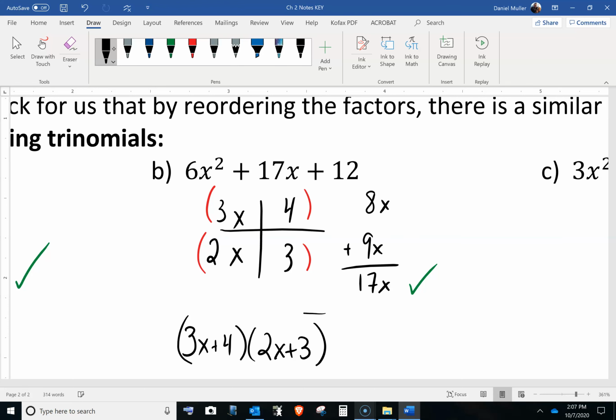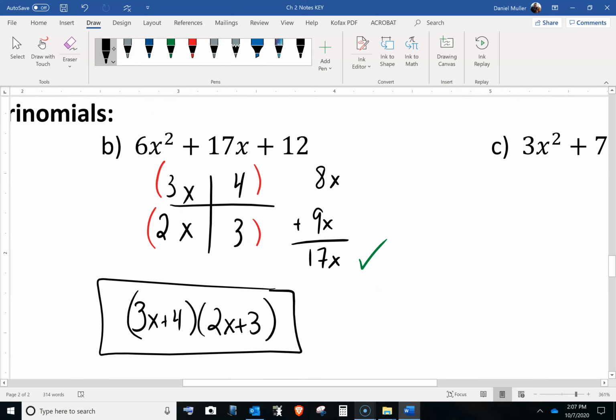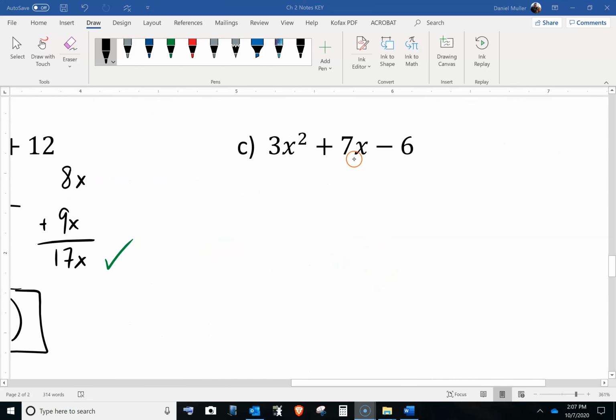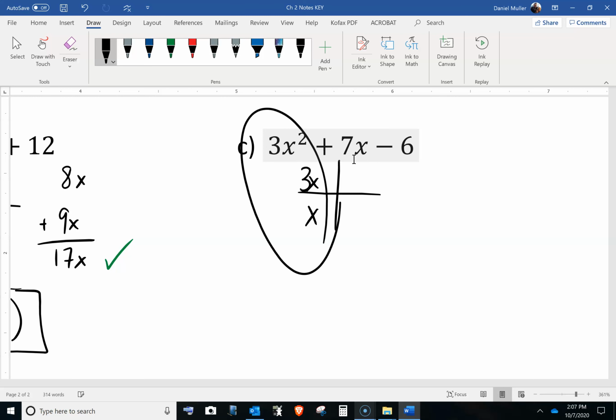There we go. Now I'll try another one. So let's go here and here. I guess I'll do 3x and x again. Those multiplied to get 3x squared. And then I have 6 on the other side.